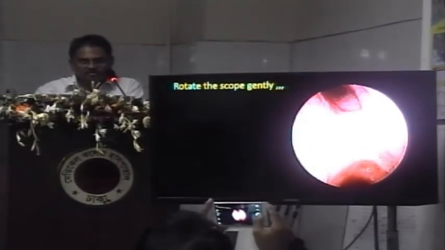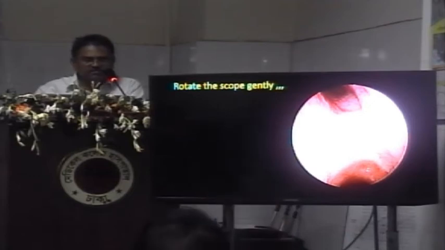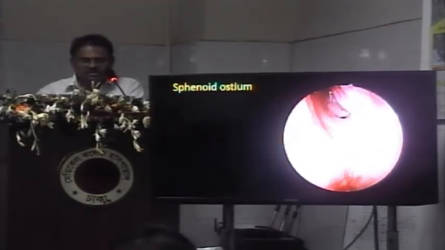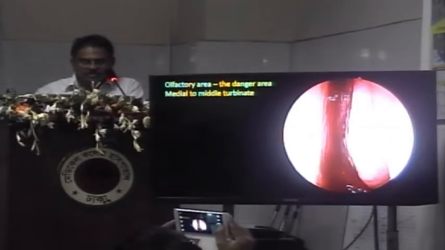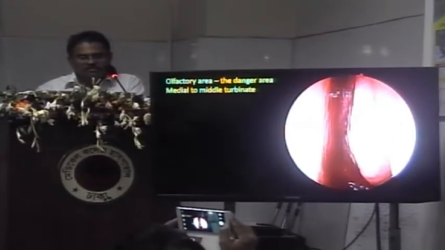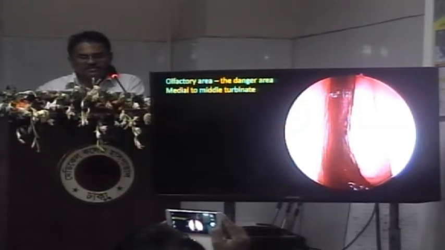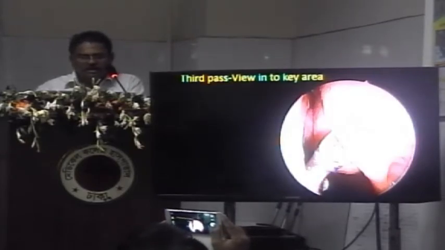If you are not able to see, and you are using a 30-degree angle scope, gently rotate superiorly, and you will be able to see the sphenoid sinus ostium. This is the sphenoid sinus ostium. You can visualize it very clearly. And the third pass, the olfactory area, the danger area medial to the middle turbinate, you should be able to see. Next is the third pass, view into the key area.